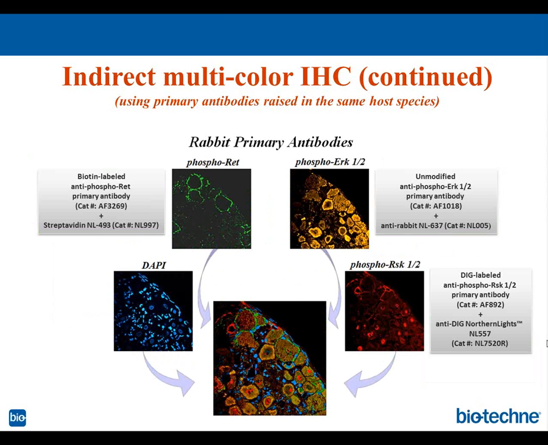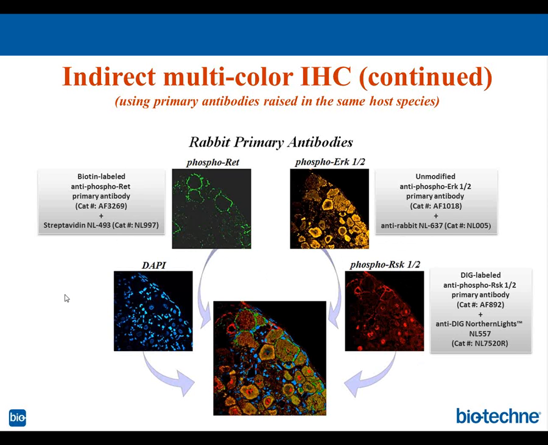This is an example of the rat brain. This is a dorsal root ganglia where we see sensory neurons here. And again, we are using the same approach. We incubate first the tissue with unmodified anti-phospho-ERK1/2 antibodies, followed by anti-rabbit NL637, that's a far red emission range, and then we incubate with a mixture of antibodies against phospho-RET and phospho-RSK1/2. They are conjugated here to biotin, and this one is conjugated to digoxigenin, followed by incubating with anti-DIG antibodies and streptavidin conjugated with the fluorescent dye NL493. And again, as you can see, after merging all the images, we still see individual colors and can define them clearly on this image.